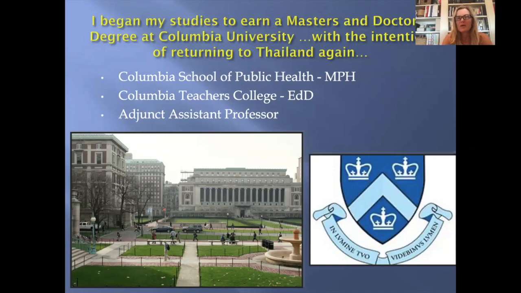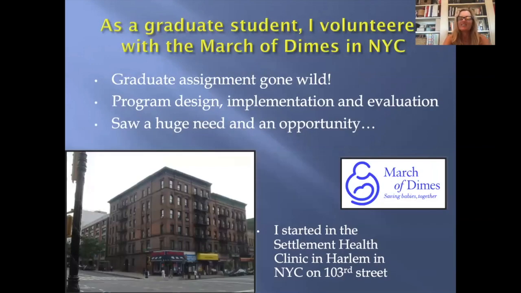I got a Master in Public Health degree from Columbia Teachers College. I got my doctorate, and I was able to work as an adjunct professor at Columbia for many years while I was working, which was really fun. I just wanted to share one of my graduate experiences, a graduate assignment that went wild. I had to design a fictitious program, and I actually designed the program. I thought it was pretty good.